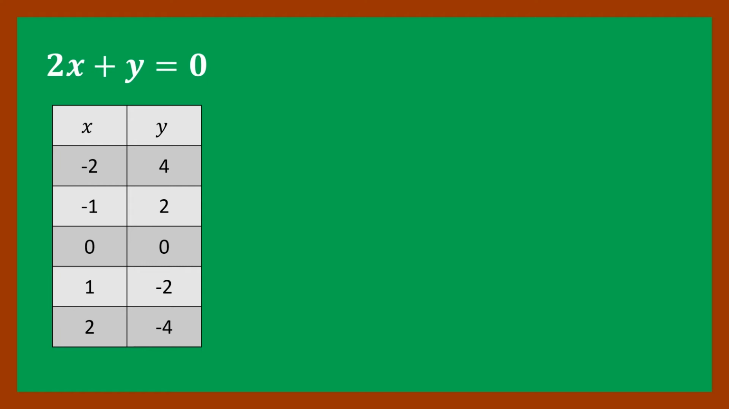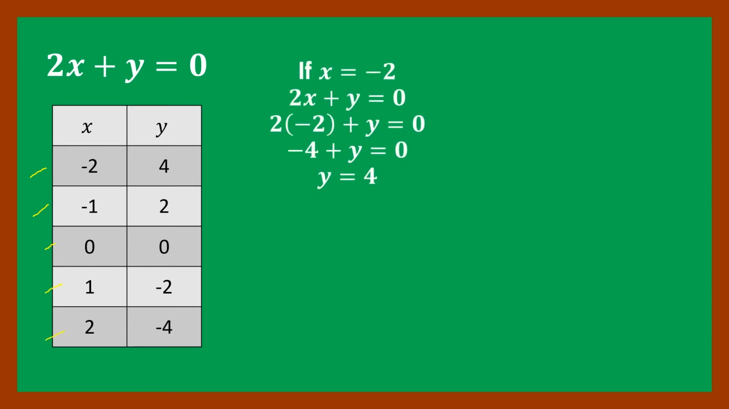Same thing would be done sa second equation natin na 2x plus y is equal to 0. Again, yung ginamit natin na value sa x ay sina negative 2, negative 1, 0, positive 1, and positive 2. So if we're going to substitute negative 2 sa x value, we have 2 times negative 2 plus y is equal to 0. So 2 times negative 2, that is equal to negative 4. Then negative 4, i-transpose natin sa right side. Then finally, we will get y is equal to 4. Kaya yung first value natin would be y is equal to 4 given that x is equal to negative 2.